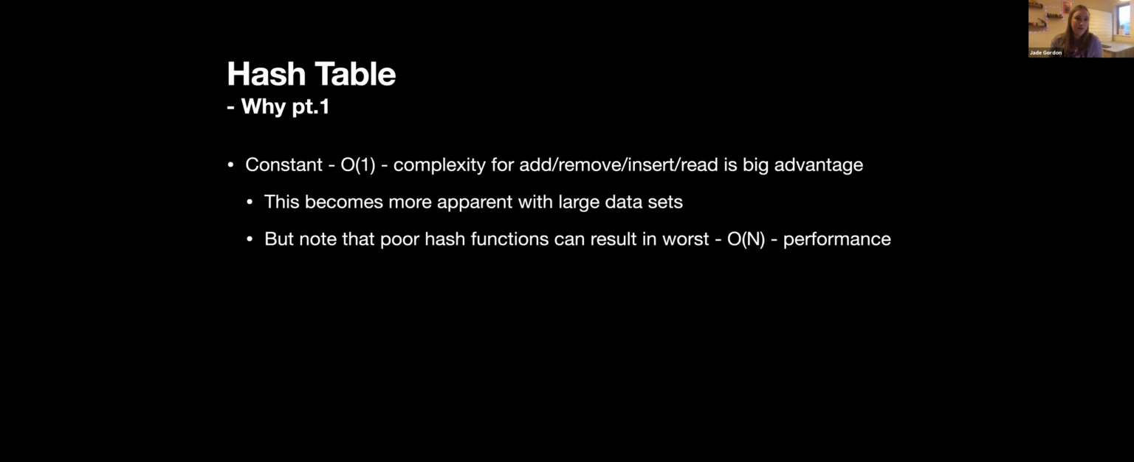Okay, so why use a hash table? It's constant time complexity for lots of the operations: add, remove, insert, and read. With large data sets, or indeed lots and lots of reads, writes and accesses, this is where those performance gains become really quite apparent. But of course, if you're working with something that has a poor hash function, then you could start to see linear performance, which, again, with larger data sets, is going to really start to affect performance.